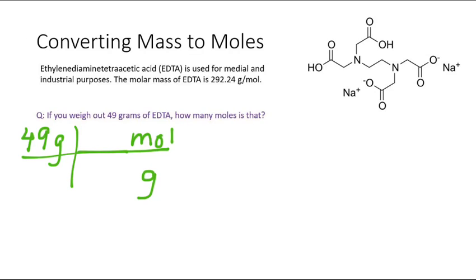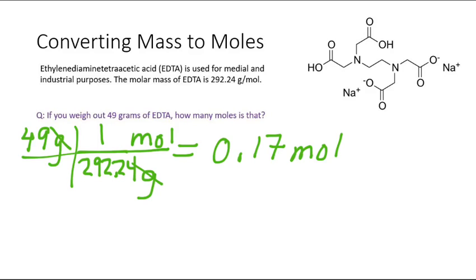So going up here, I knew I needed grams in the denominator, so I can eventually cancel those out. 292.24 grams are in 1 mole of EDTA. Now I just need to do my division, and it turns out that 49 grams is the equivalent of 0.17 moles of EDTA.